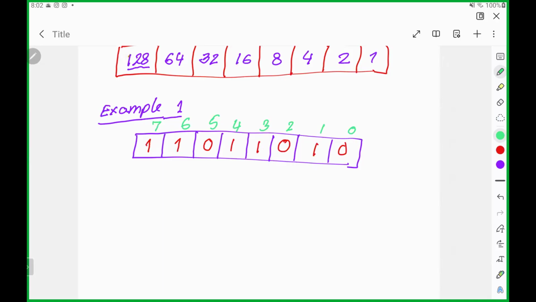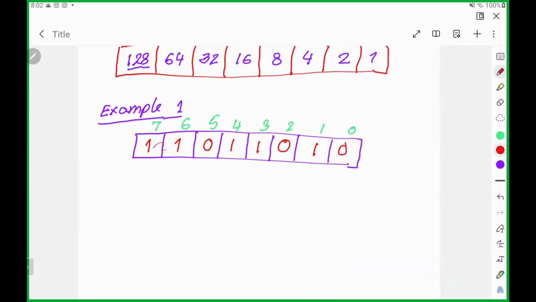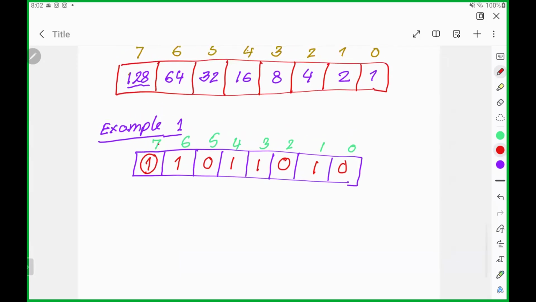Then I need to identify the corresponding values. Let us use the red color. This one is the 1 in the 7th bit, and from this table I can find out this is actually 128. For the second one, let's take a different color. I circle this one. This is the 6th bit, so that will be 64.